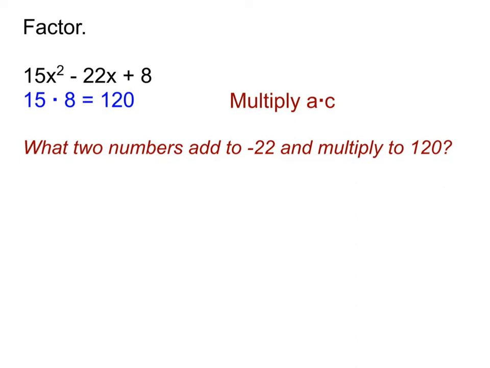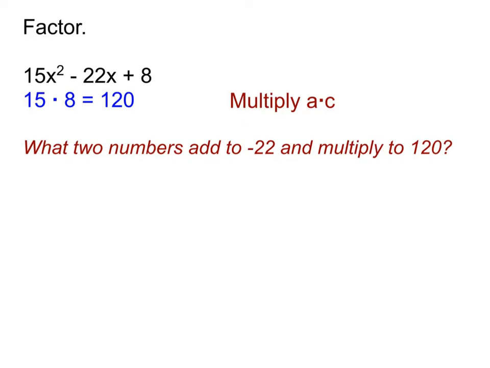Now recently we saw a number of problems where the A and C values would be the combination that also added to our middle number. But that's not the case in this one. So we need a different combination that's going to give me the 22 and the 120. And when I look at 120, the first number that leaps to mind that goes into 120 because it ends in a 0 is 10.